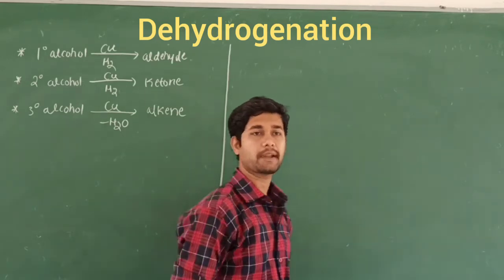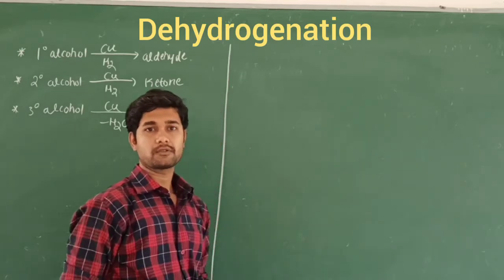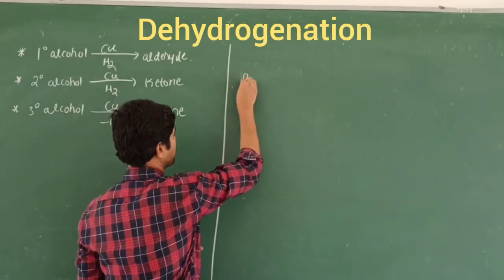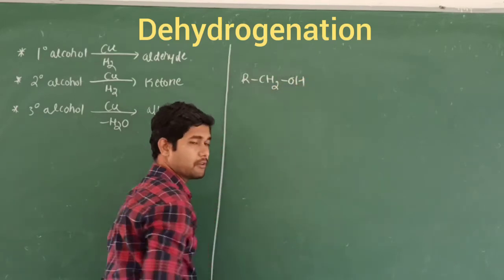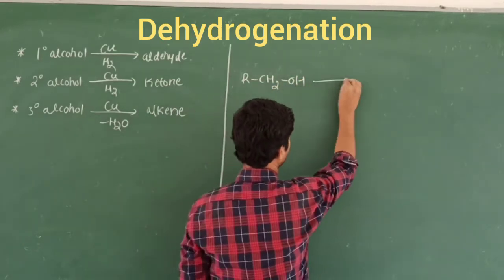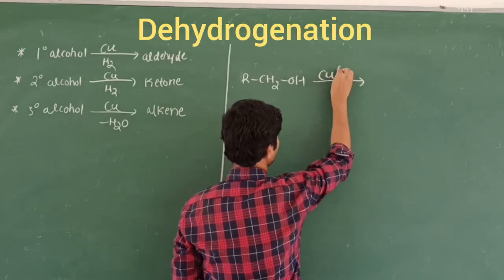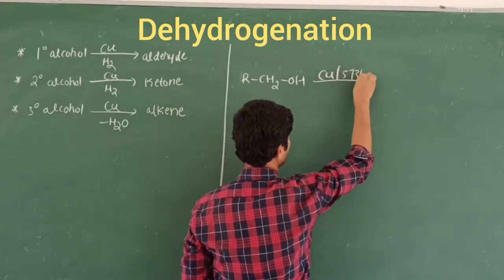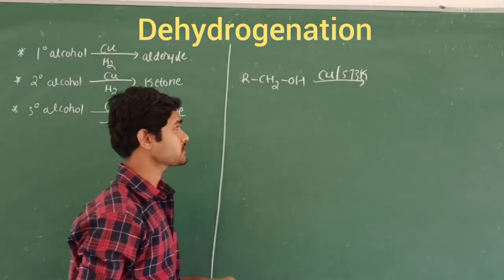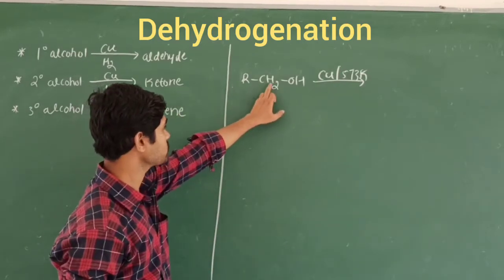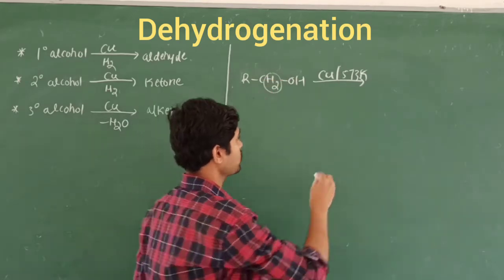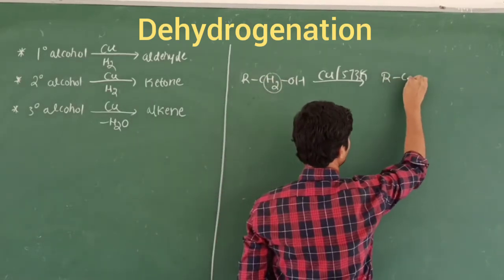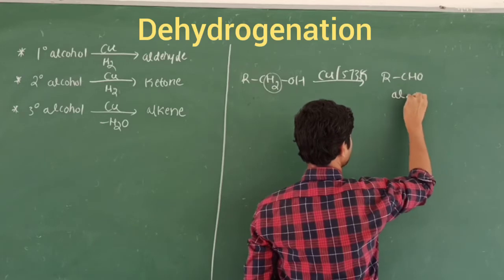Let's see with primary alcohols. We know the general functional group of primary alcohols, RCH2OH. This is called primary alcohol. When it is treated with the copper catalyst at 573 Kelvin, the hydrogen gas is removed from this compound. When this hydrogen gas is removed from this alcohol, we obtain the aldehyde.